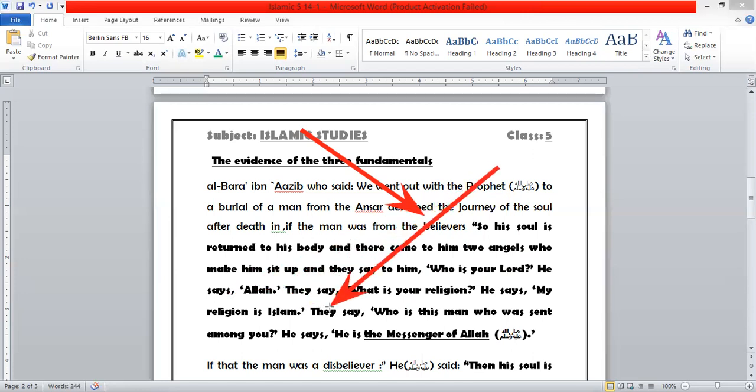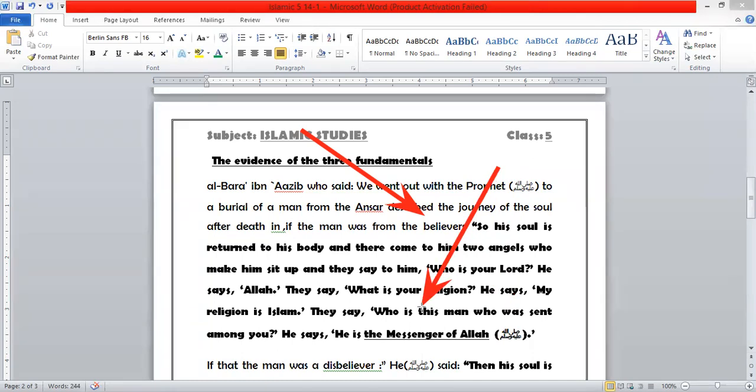Then the third question they will ask: who is this man who was sent among you? Or in simple words, you are from which ummah? He says, the ummati of Prophet Muhammad, peace be upon him, the messenger of Allah, sallallahu alaihi wasallam. So see, these are the three questions of the grave. Every Muslim man and woman will be asked these.